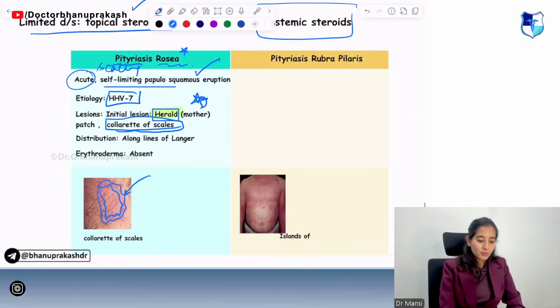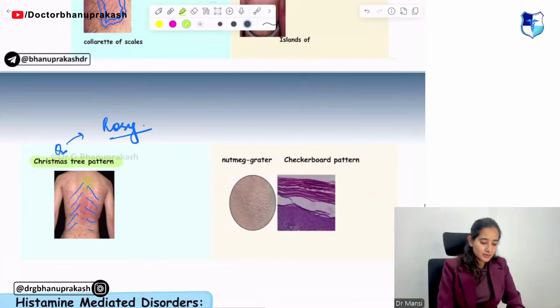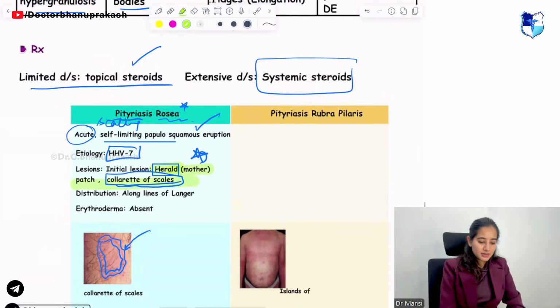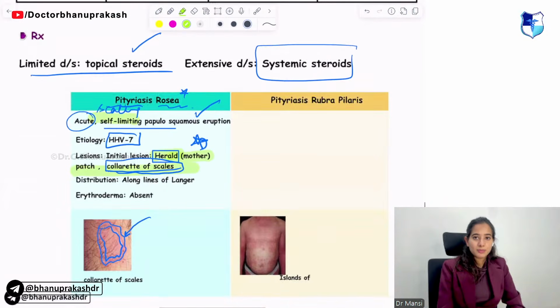But the most important points I would say are only these: the herald patch, collarette of scales, and this can be given as an image in your question. And it is again a self-limiting papulosquamous eruption.